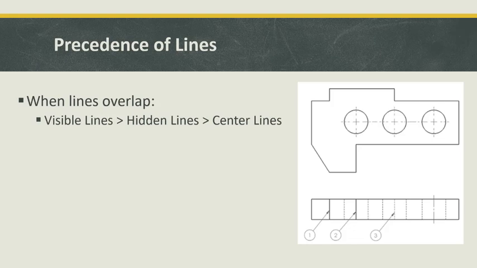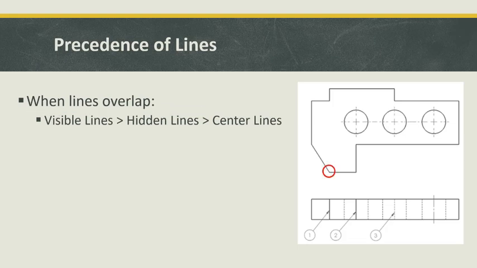You follow this order. If a center line overlaps with a hidden line, you only need to sketch the hidden line. If a hidden line overlaps with a visible line, the visible line precedes the hidden line, which means you just draw a visible line. The figure shows examples.